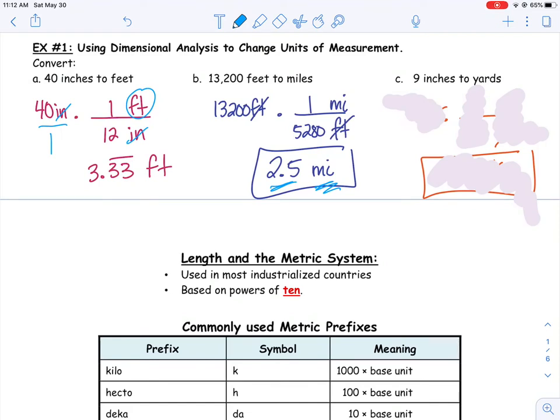Okay? Last one, why don't you pause the video, try this one, and see if you get the same answer as me. Again, making sure you show me all of your work nice and neat so I can give you all your credit so I know exactly what you're doing to earn all of your points.